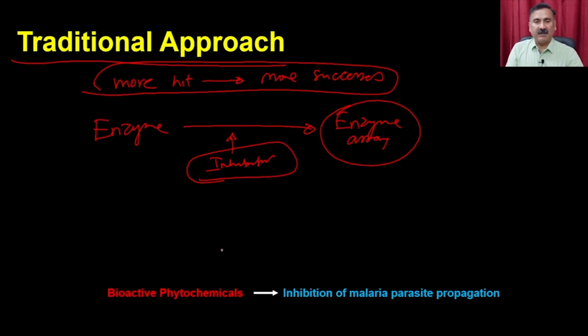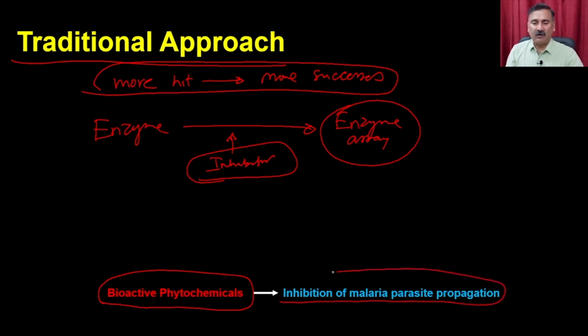So for example, we have taken a case study where we are going to screen some bioactive phytochemicals and see whether these phytochemicals are inhibiting the growth of the malaria parasite or not. This inhibition is because of the inhibition of some enzyme, but in a conventional traditional approach you are not bothered about the enzyme. So here, instead of an assay, we are going to see whether these phytochemicals are disrupting the malaria parasite propagation or not.